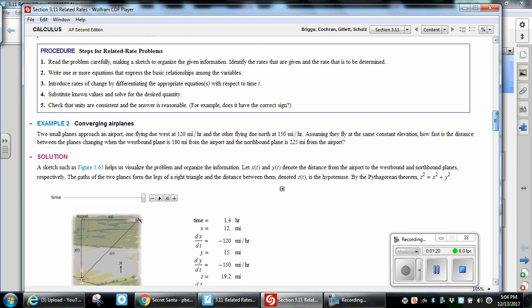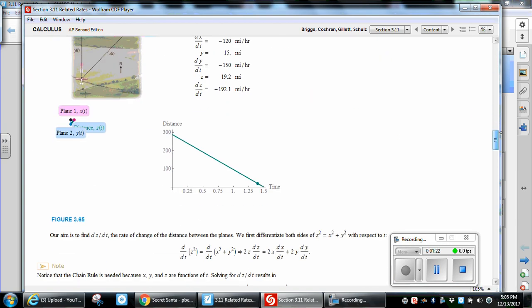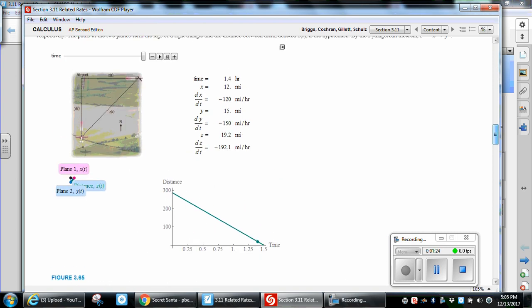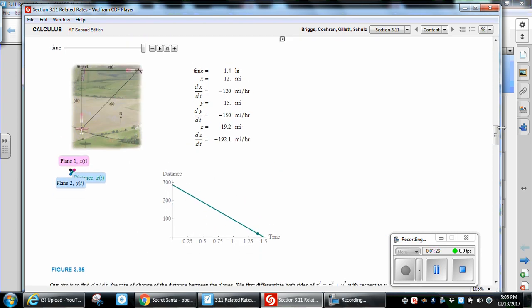And remember, we got a negative result, I believe. Yes, negative 192 right here. I explained how the planes were getting closer to each other because they were getting closer to the airport. This is how it will look once both airplanes are about to land at the airport. So I'm going to reset the image.